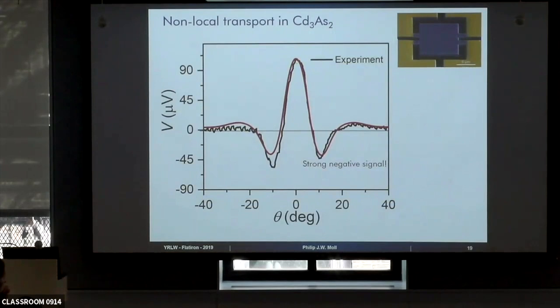This is what we actually see. So now we apply a magnetic field, let's say in this direction, in the plane, and then we rotate away from this direction, but all in-plane fields. So we see this signature on the other side of the device. Basically, no voltage if it's far away. Then there's a strong negative dip, large positive dip, strong negative dip, and so on. Great, non-local transport, we're done, right?